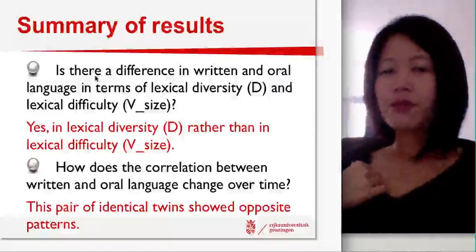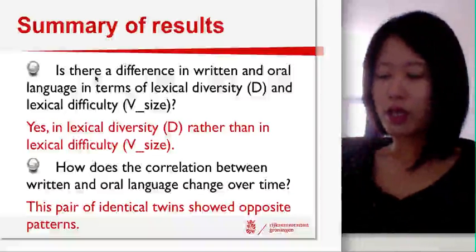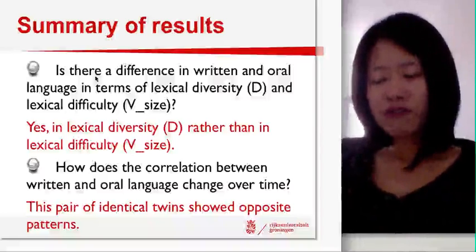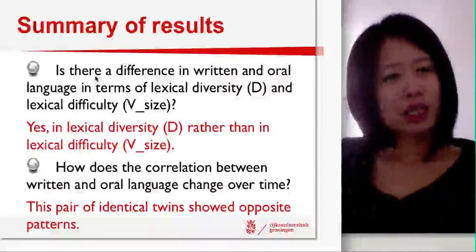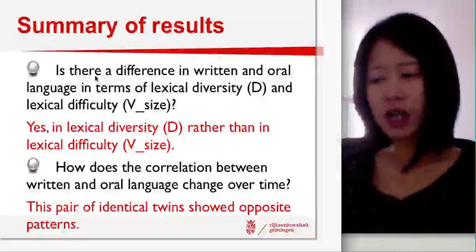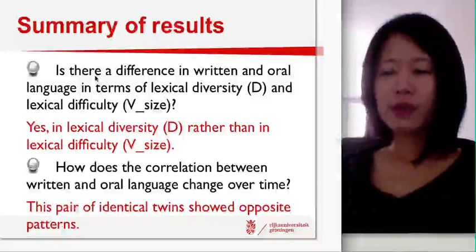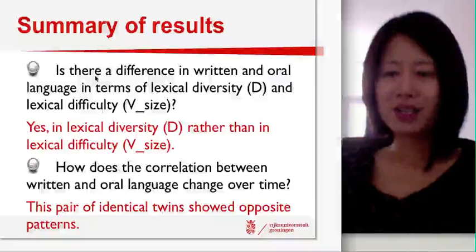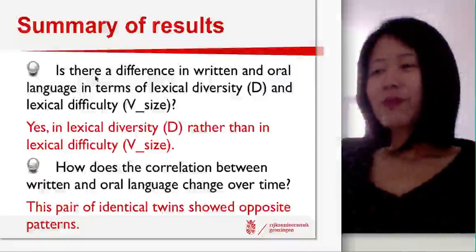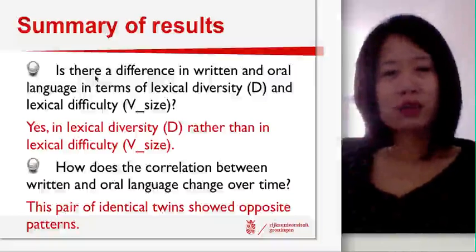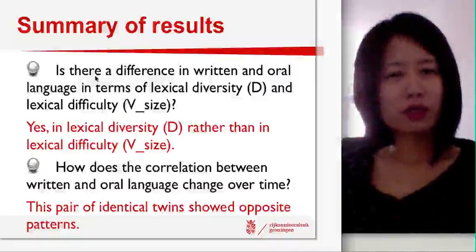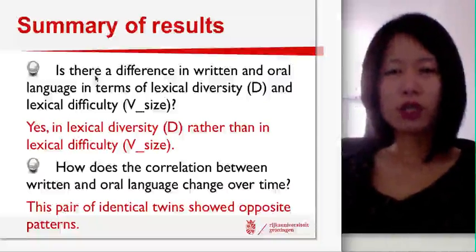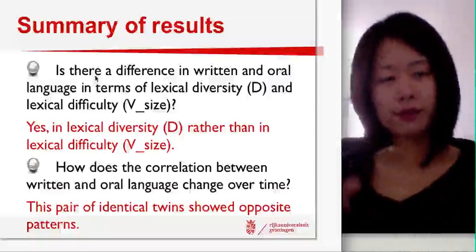The second thing is, how does the correlation between writing and speaking change over time? We can only confirm Penny Lin's study where she finds the correlation changes over time. But we are not certain about the direction of the change because these two identical twins actually show opposite developmental patterns. So the correlation, one goes from competitive to supportive, the other goes from supportive to competitive.